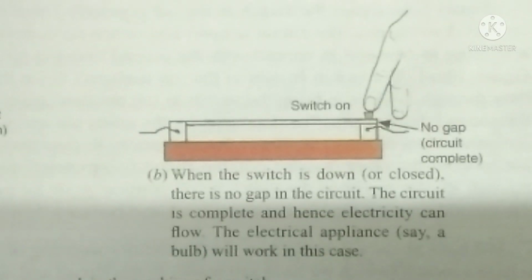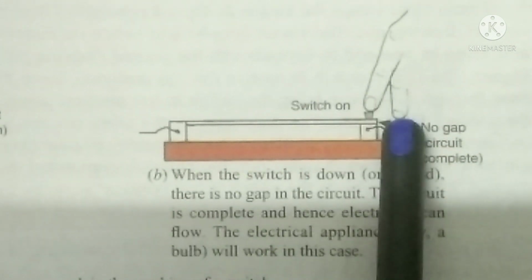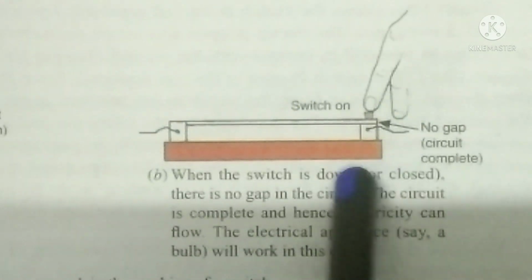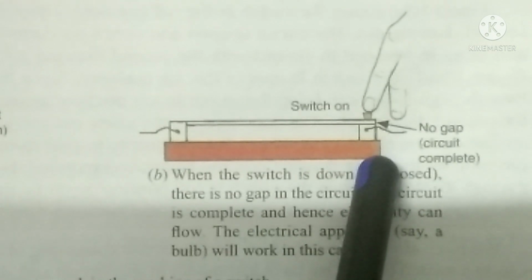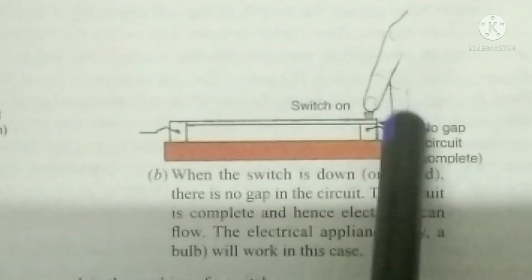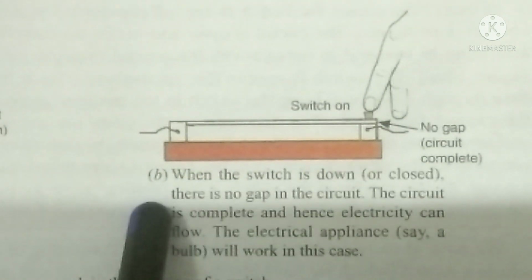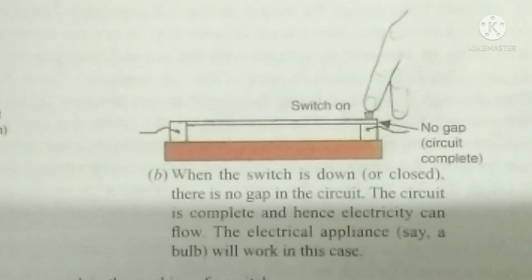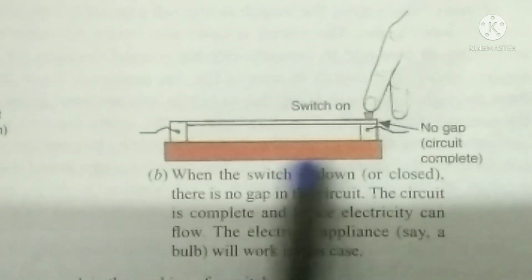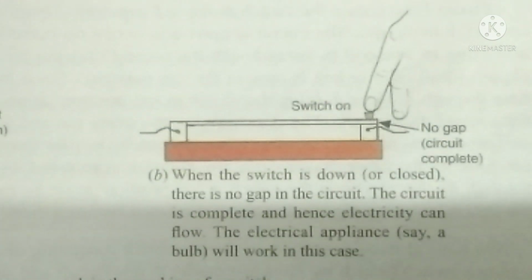Now, if there is a switch and you want to switch it on, we just press it downward, right? When you press it, what is happening? This one, which was disconnected in the open circuit, gets connected. So the complete circuit is closed now. When the switch is pressed downward, or closed, there is no gap. Can you see any gap here? There is no gap in the circuit.